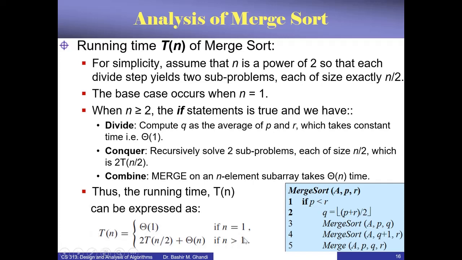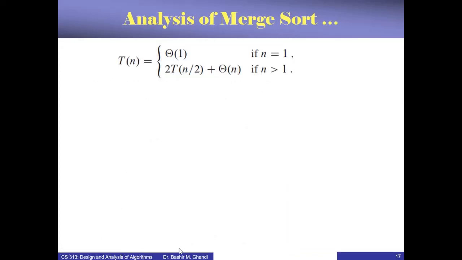But if n is greater than 1, then the running time will be 2T of n over 2. So we are representing the running time recursively now. T of n will be twice T of n over 2, one for each of the subproblems, plus the running time of the merge, which is theta of n. So I repeat it here: T of n is theta of 1 if n is 1, and 2T of n over 2 plus theta of n if n is greater than 1.